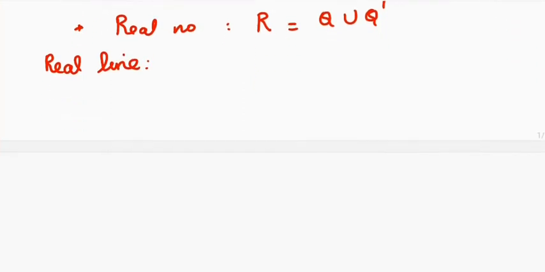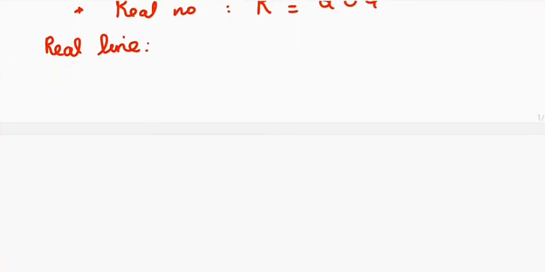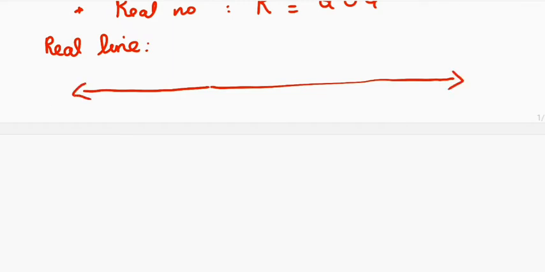What is the real line? The system of real numbers can be represented by points on a line, and a point on the line can be related to a unique real number. If you draw a line, it goes on. Here this end will denote minus infinity, and here you will have plus infinity. This minus infinity and plus infinity are not numbers. They indicate the ends of the real line.